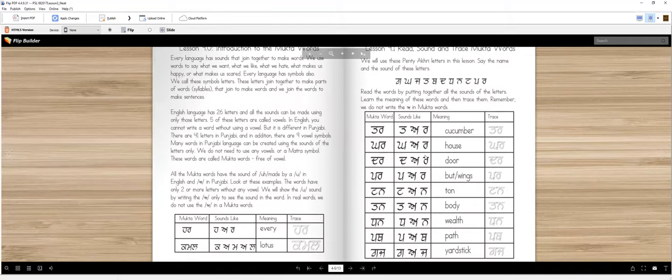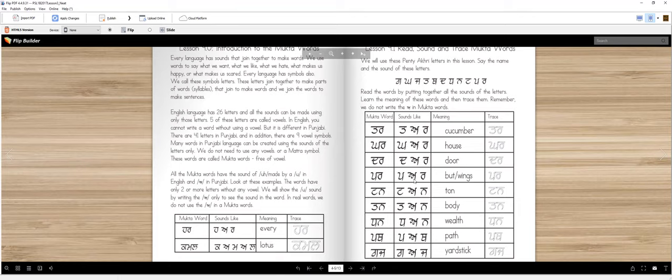Okay, now this word is tar, tar, tar. Tar is a cucumber, Indian cucumber, long one. Kar, kar is a house. Dar, dar. Remember, in words we don't write these ara, but we speak. Dar, dar is a door.